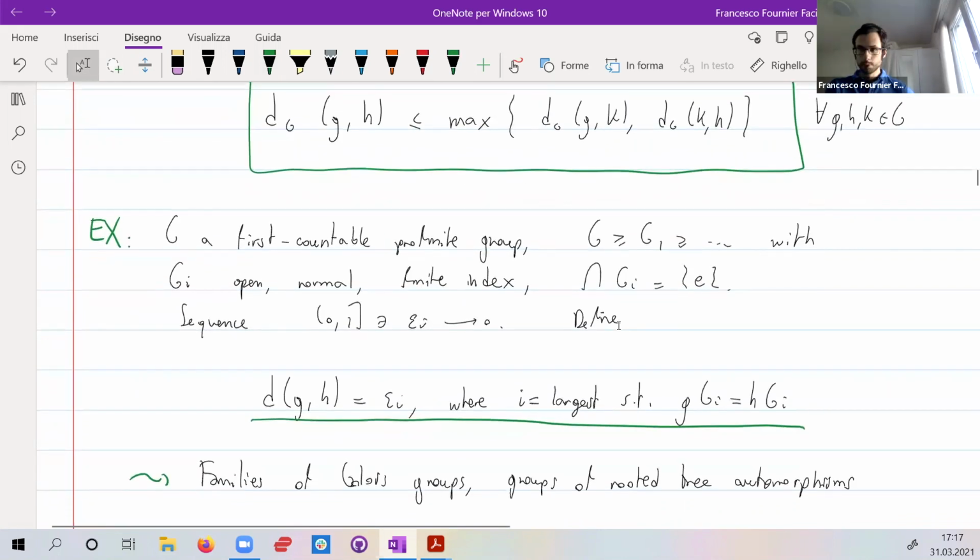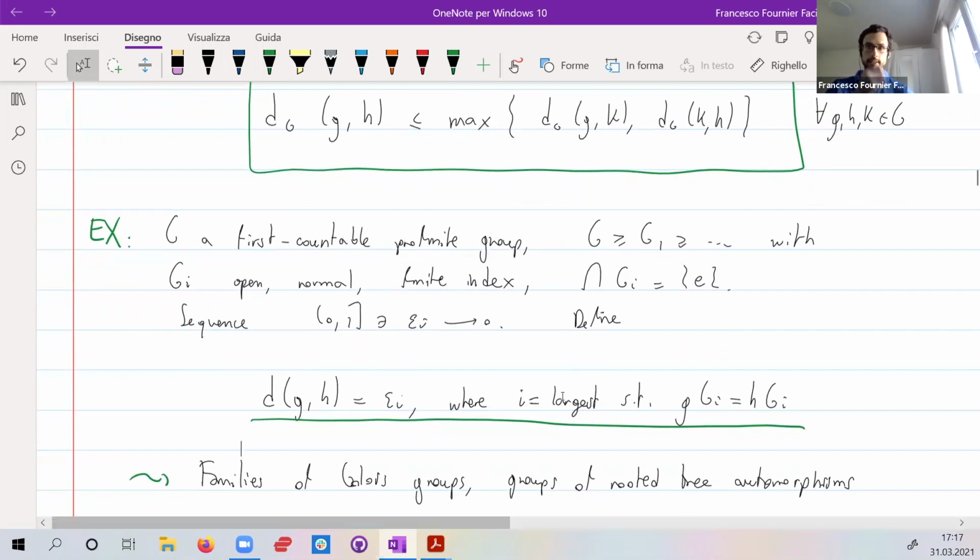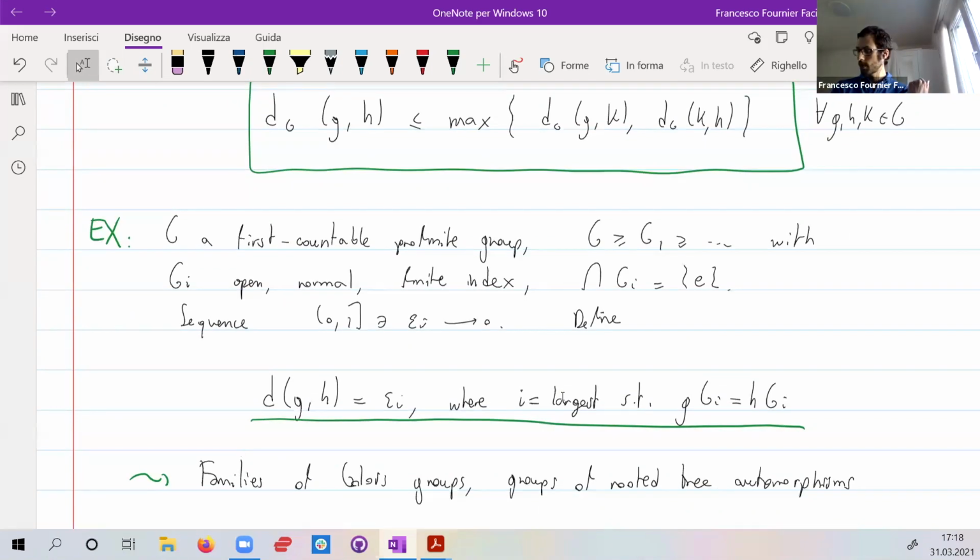Okay, and this leads to certain ultrametric families that are made of Galois groups, if you add some hypotheses that make these Galois groups first countable, and the groups of rooted tree automorphisms. If the rooted trees are locally finite, then you get profinite groups that have very natural sequences of nested subgroups, and you can put ultrametrics on these.